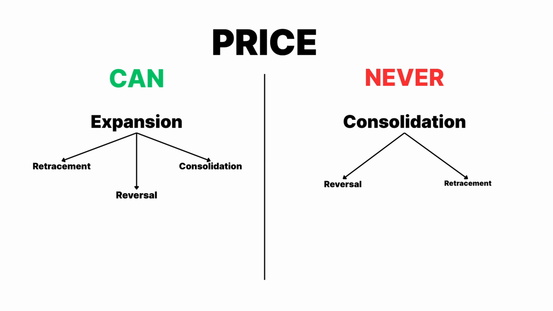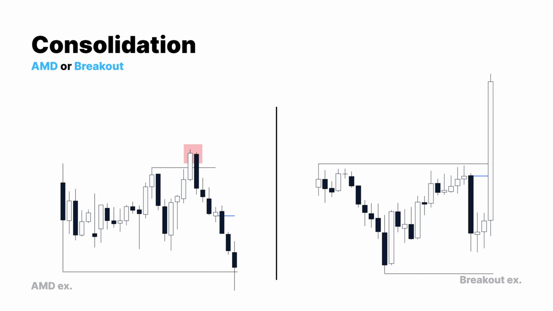So price can always go from an expansion to a retracement, to a reversal, and to a consolidation. But price can never go from a consolidation to a reversal to a retracement. Meaning that if price is in a consolidation, it can only go to an expansion. So let's start with consolidation, which for me, when I started trading, was probably the hardest one to learn.